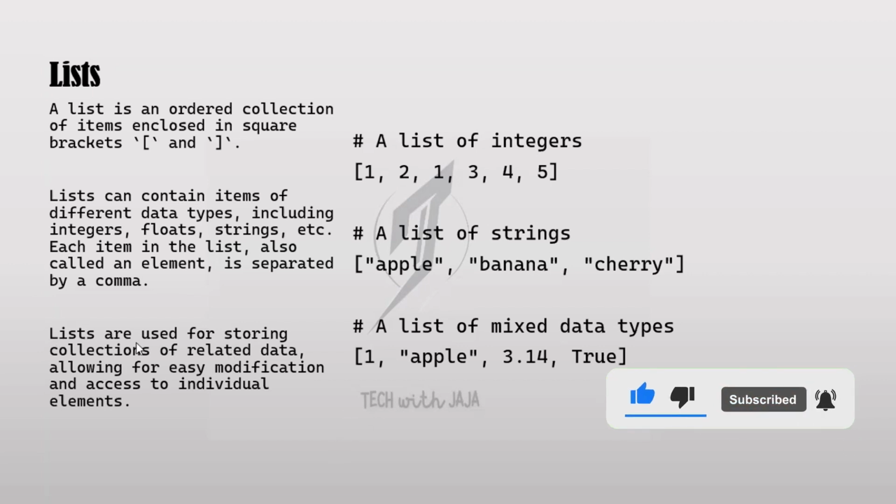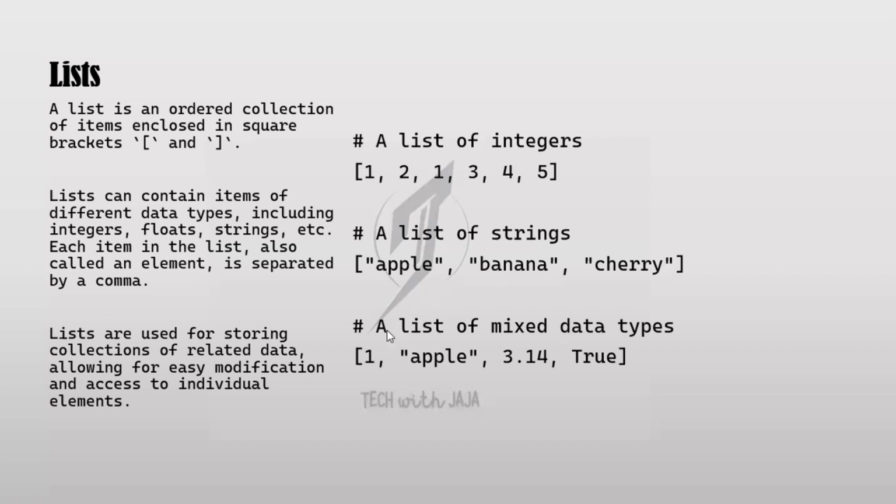Lists are used for storing collections of data which allow for easy modification and access to individual elements. So by my right, you can see that I have a list of integers 1, 2, 3, 4, 5. I also have a list of strings which are fruits, right? So which is apple, banana, cherry.